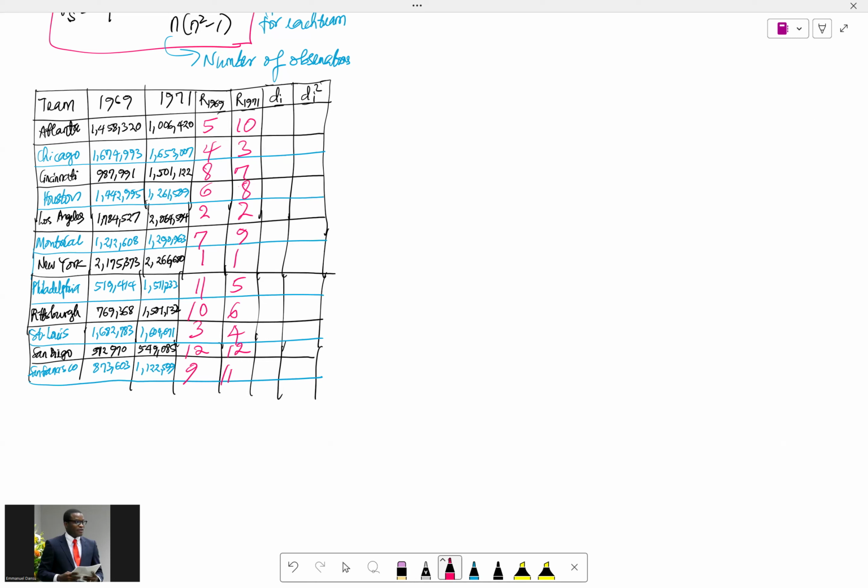Number 11 is Philadelphia because it's 519, while the last one is San Diego, number 12.